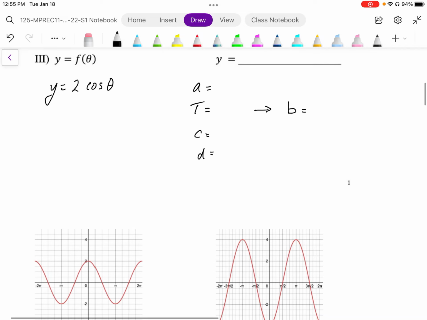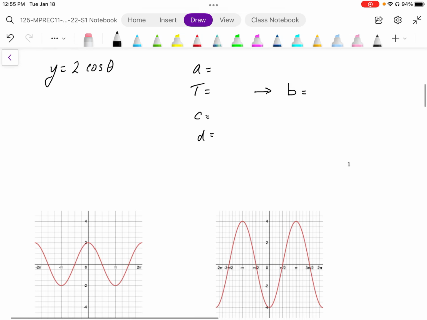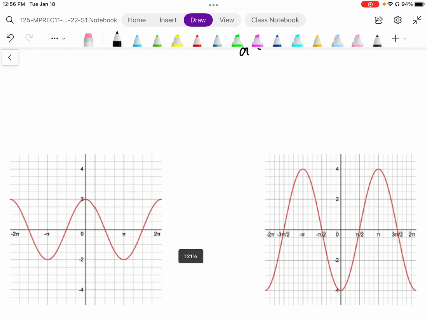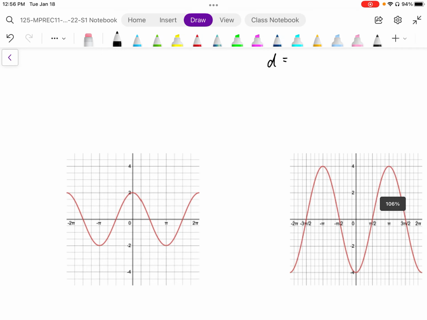So in this example, what we're doing is we're transforming essentially a cosine of y equals 2 cosine theta into the function to the right here. So on the left here, we have an amplitude of 2. The cosine has no horizontal compression, and it starts at 0.